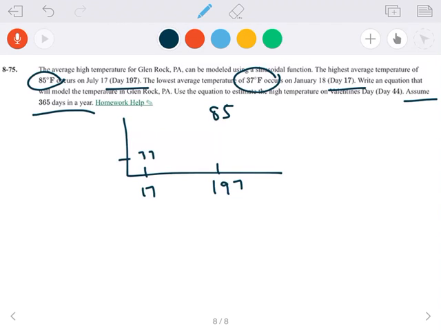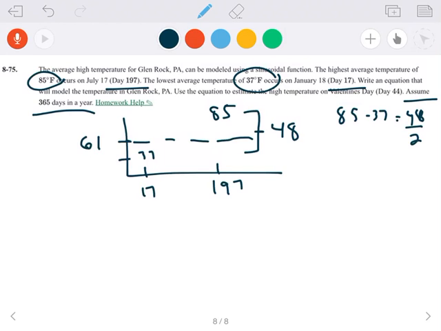To figure out the amplitude, I want to find the difference between 85 and 37. If I subtract those, I get 48. If I split that in half, I get 24. So 37 plus 24 means my midline is at 61. So I did 85 minus 37 to get 48, divided that in half, and then took 37 plus that answer, 24, to get my midline. And then my amplitude is the half, or the distance from the midline to the high or low.